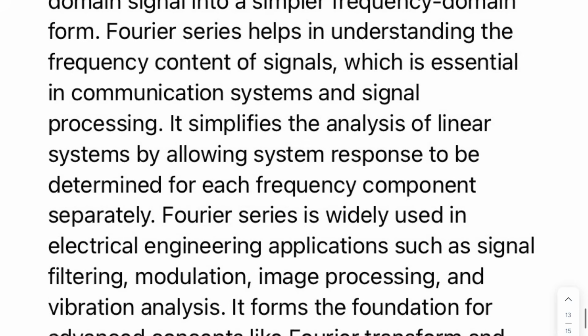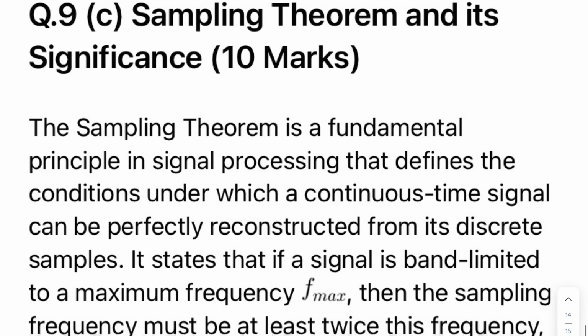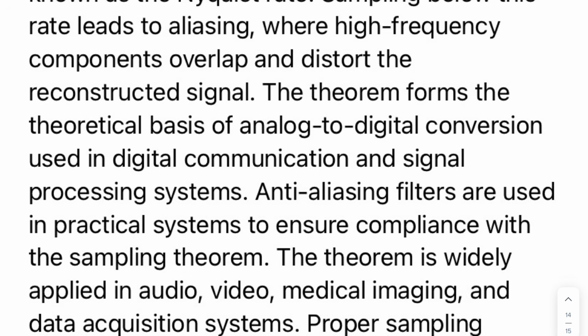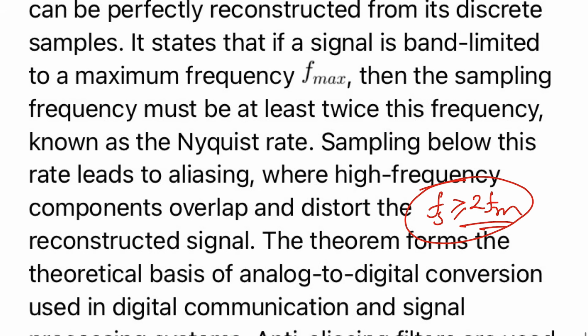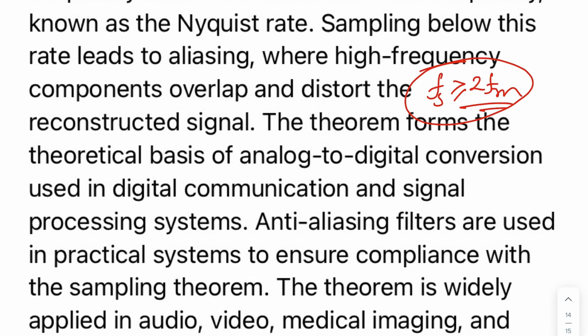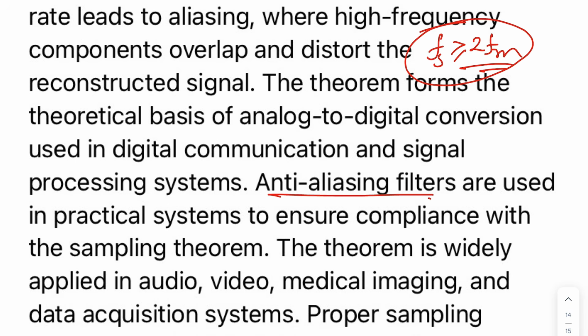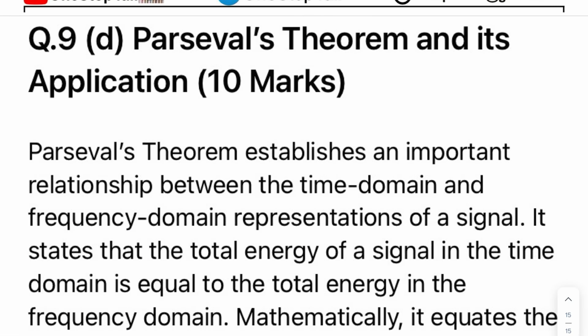Based on what we have read, depending on the sampling theorem we need to write its significance and equation, that is, the sampling frequency must be greater than 2 times f naught, the Nyquist rate. If this is not true, if the Nyquist rate is not followed, then there will be an aliasing condition. For that we need to use anti-aliasing and so on.